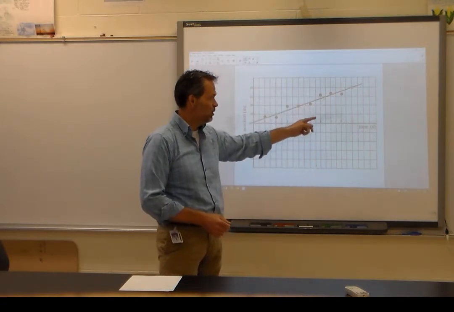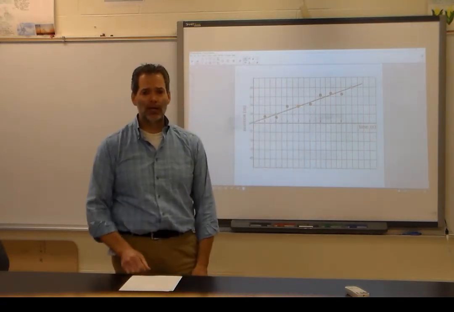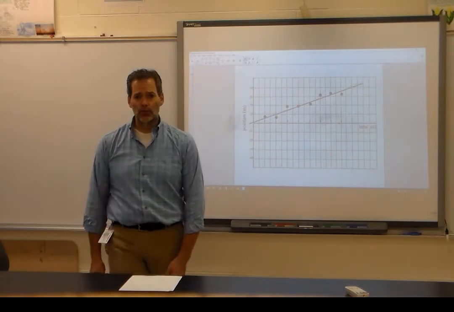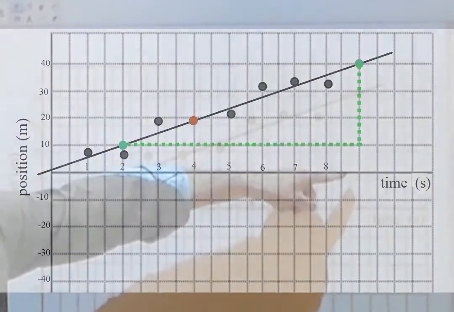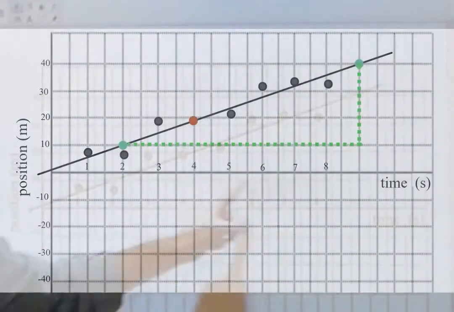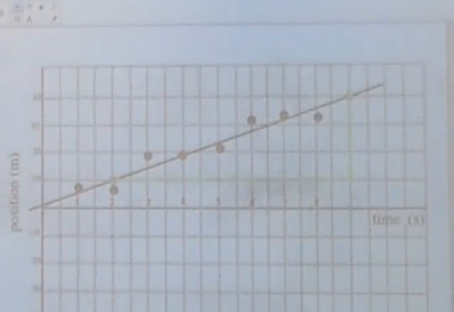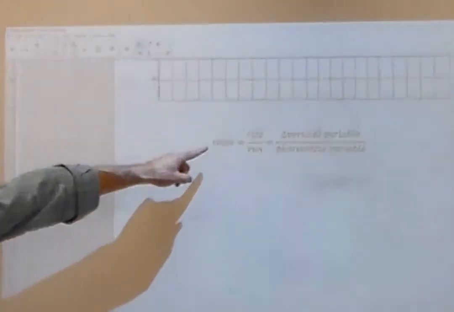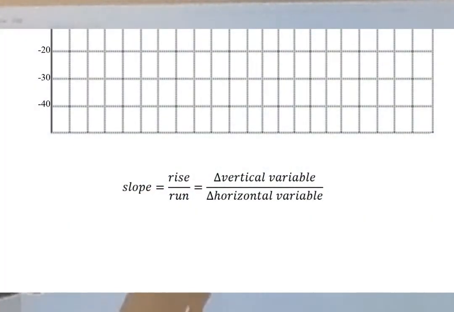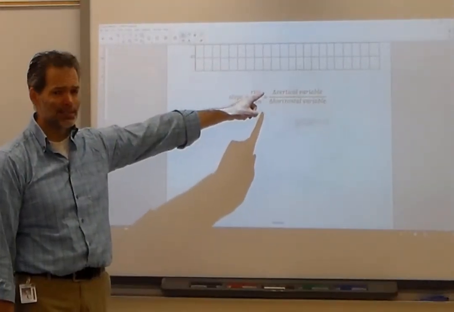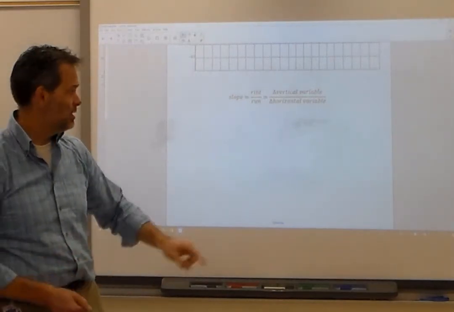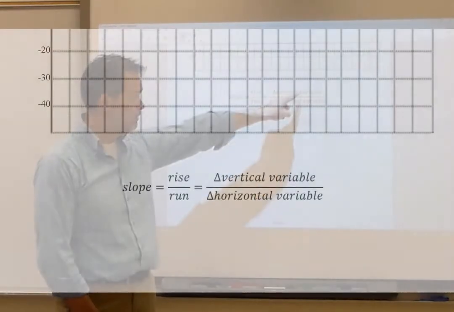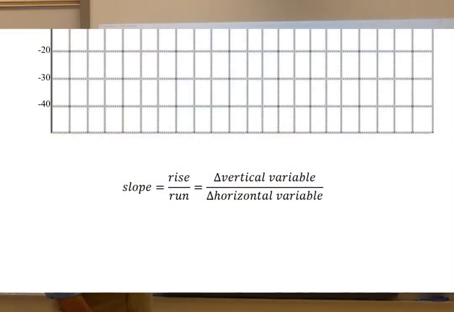So I've chosen these 2 points, and remember, in math, when we go to calculate a slope, it's the rise over the run. The rise is the change in the vertical variable, and the run is the change in the horizontal variable. Or slope is equal to the rise over the run, which is our change in vertical, and this little triangle in math or in science class is actually the Greek letter delta, which means change in. So a scientist will read this as change in vertical variable over the change in horizontal.